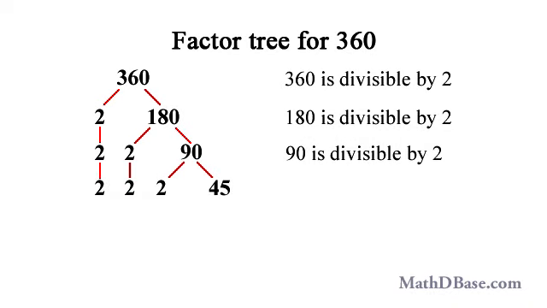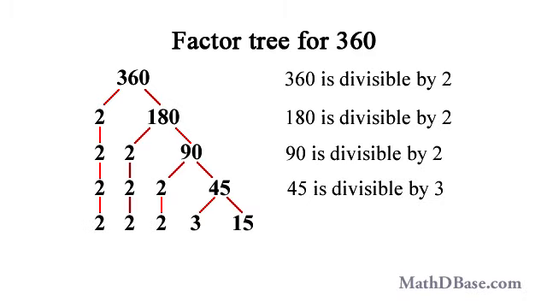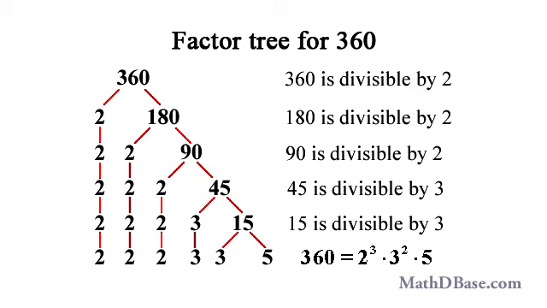90 is also divisible by 2, so we can extend the branches with the first 2s, place another 2 on a new branch, and then 90 divided by 2, or 45, on another new branch. 45 is not divisible by 2, but it is divisible by 3, so we can extend the branches with the 2s, place a 3 on a new branch, and then 45 divided by 3, or 15, on another new branch. 15 is also divisible by 3, so we can extend the branches with the 2s and the 3, place a 3 on a new branch, and then 15 divided by 3, or 5, on another new branch.